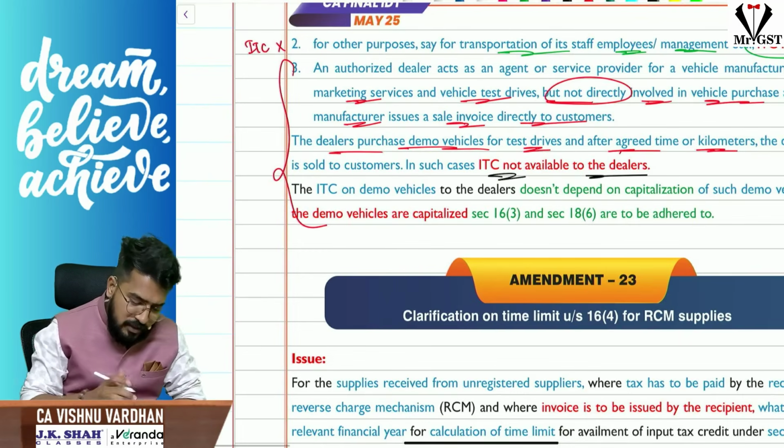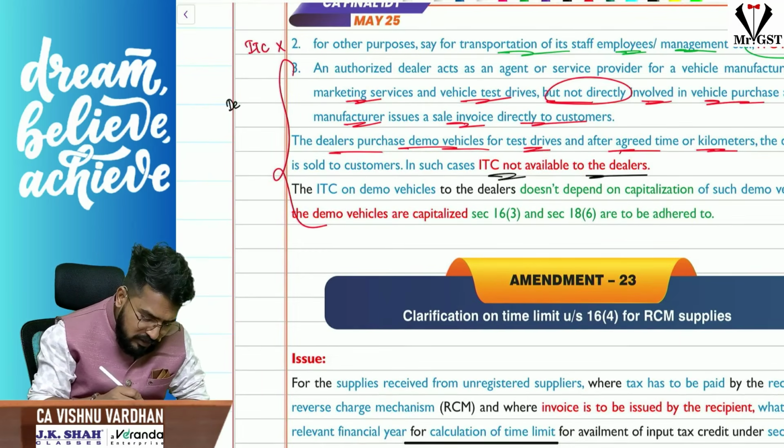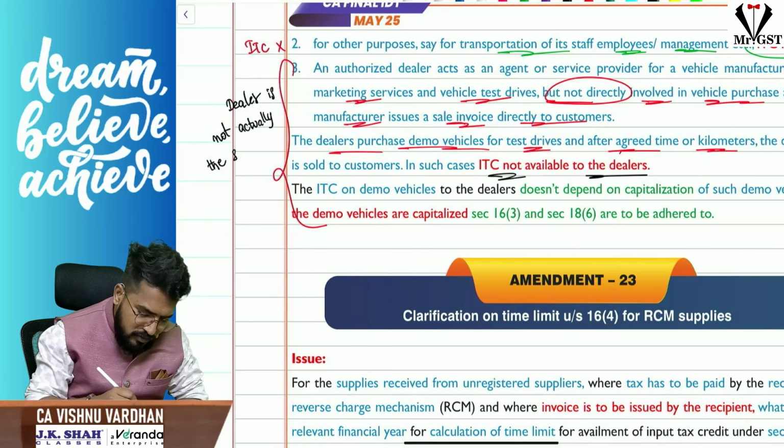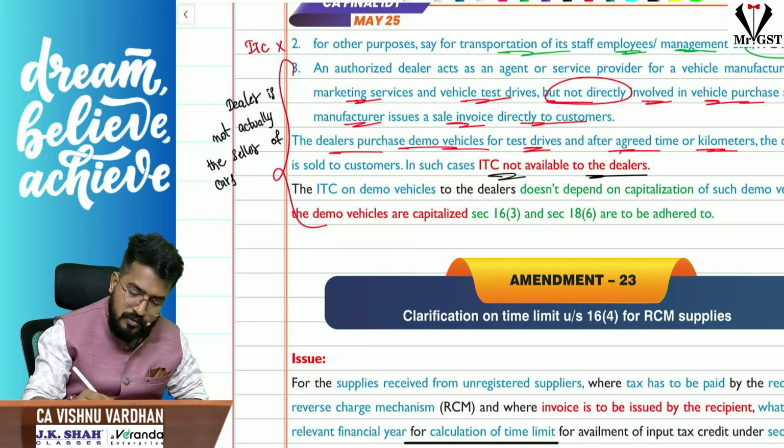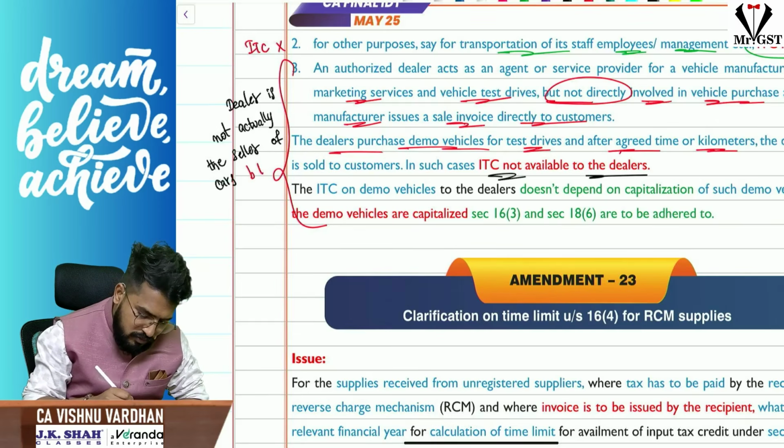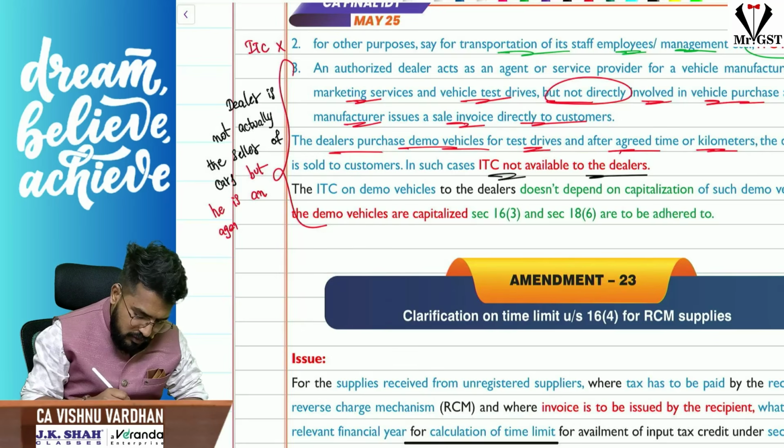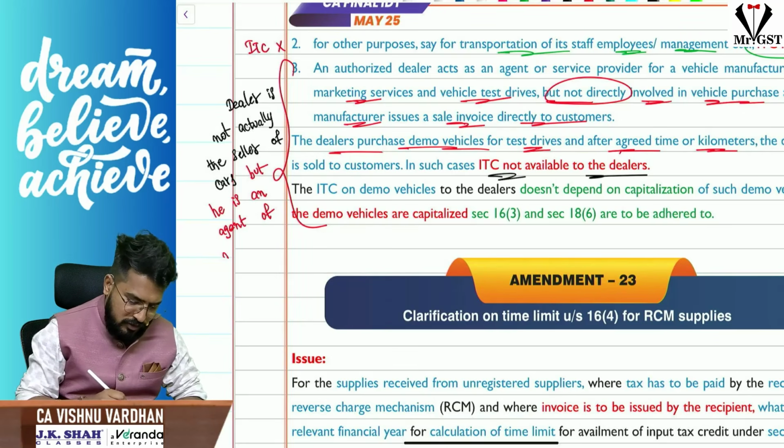That means here, dealer is not actual seller of cars. Dealer is not actually the seller of cars, but he is an agent of manufacturer.